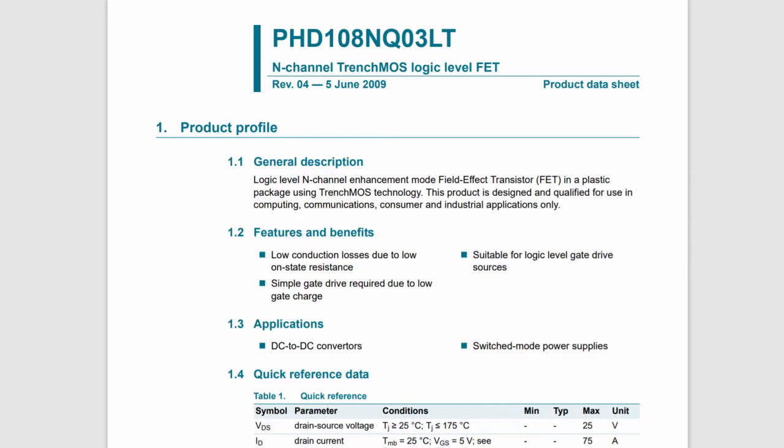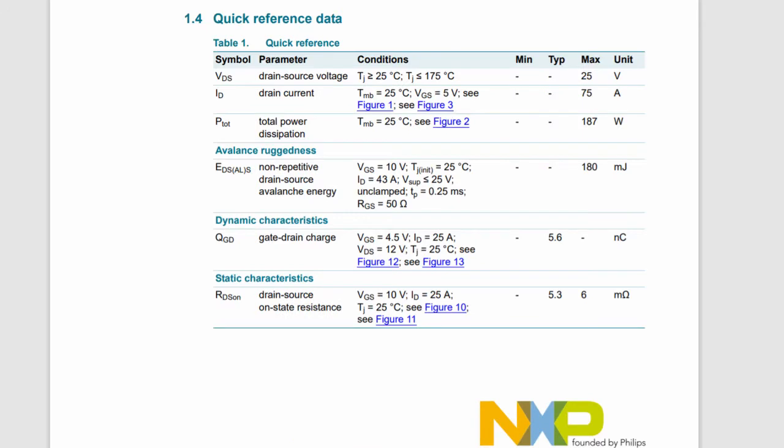The MOSFETs I used were the PHD108NQ03LT, but you can use any N-channel MOSFET you want. These have a maximum drain-to-source voltage of 25 volts, which is something I'll have to be careful about in the future when using it, and they have a maximum dissipation power of 180 watts.